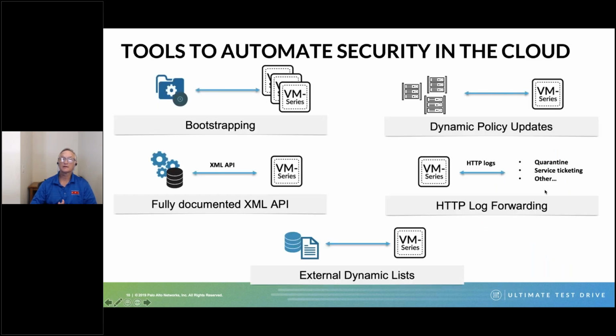So, the tools we use to automate in the cloud. We have bootstrapping, which is the process by which we can send base configuration, policies, and licensing information to the VM-Series automatically. We can do dynamic policy updates. We can have log forwarding so that we can better look at the logs. We can do external dynamic lists. An external dynamic list is basically a text file on a web server or on a server someplace that the Palo Alto can reach, so that instead of having to give somebody administrative rights to the firewall, you can give them the ability to update this list.